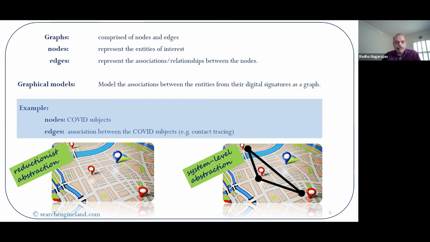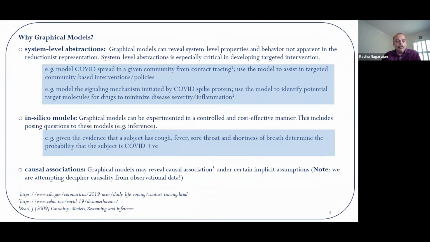So on the left, we've shown a comparative figure that essentially represents a reductionist abstraction, but each of the entities are considered in isolation. So this is more or less a univariate representation where we discuss each of these entities in isolation, and some of their properties might not readily become apparent, which warrants understanding the relationship between them. So why graphical models? As discussed on the previous slide, they can definitely reveal system-level properties and behavior, not readily apparent from the reductionist representation.